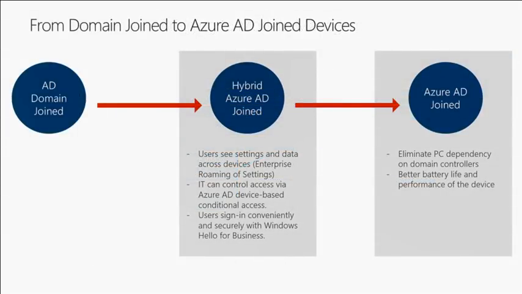In most cases, you would start in a traditional environment with devices that are domain joined, on-prem domain joined. And eventually you want to end up with devices that are Azure AD joined. The interim state, and really what we need for co-management, is a device that is hybrid Azure AD joined. That means, again, it's on-prem domain joined and Azure AD joined.